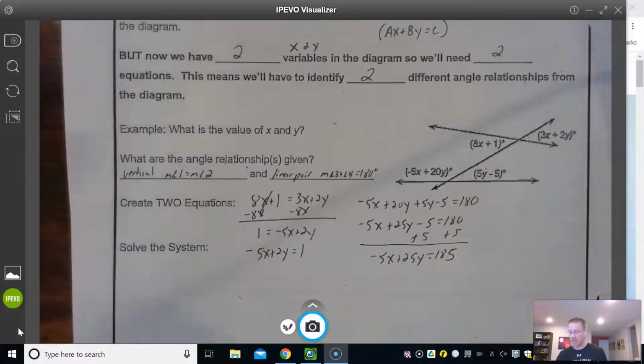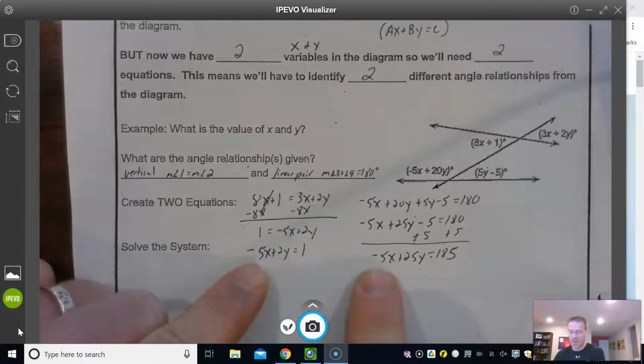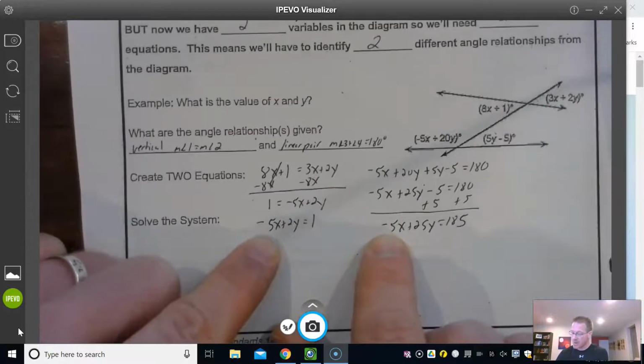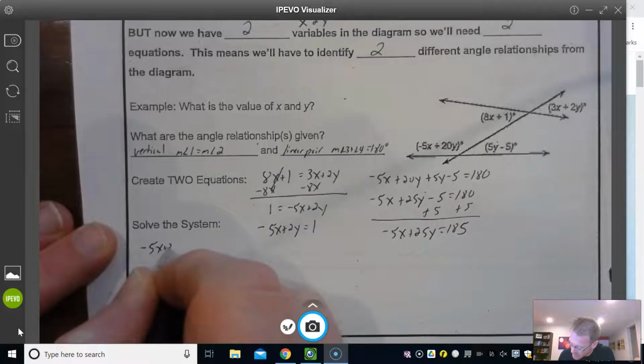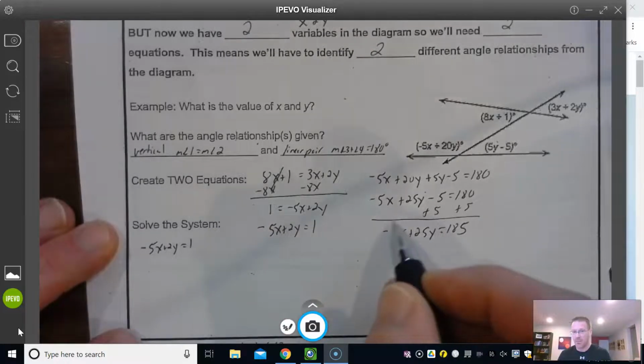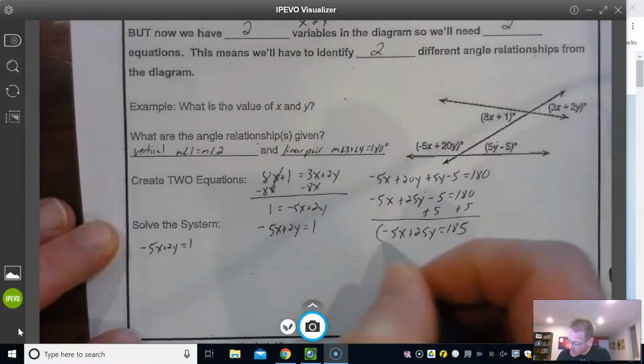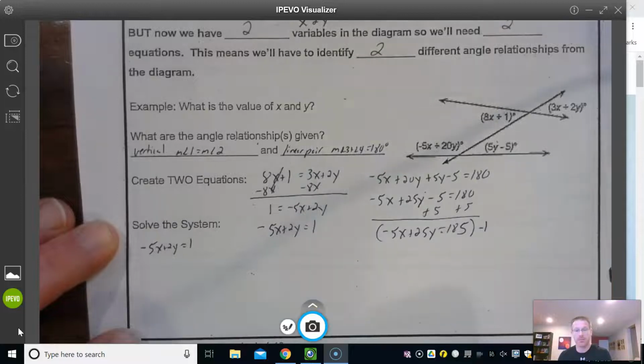So I'm going to start with the x's because I see I have a negative 5x here and a negative 5x. So those are almost opposites. I really just need one of them to be a positive 5x, and then they would become opposites. So what I'm going to do is keep the first equation, negative 5x plus 2y equals 1, and I'm going to multiply this equation by negative 1.